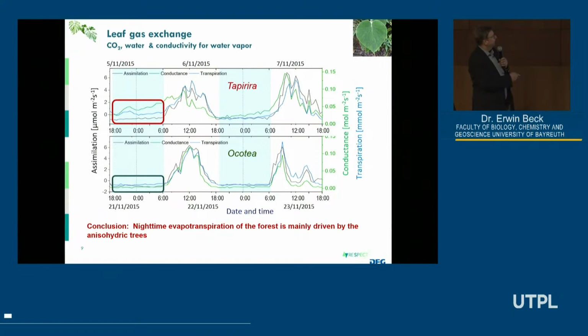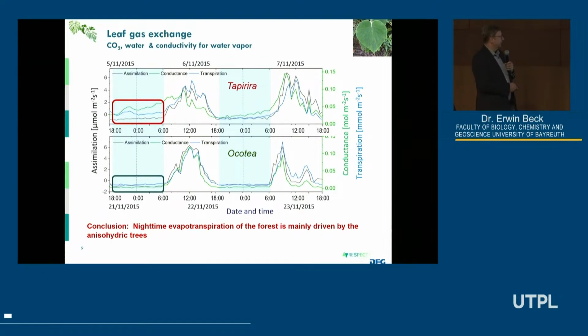During night times, which are here the blue bars in the background, of course there is no carbon sequestration because there is no light, no photosynthesis. However, if you compare here the leaf water conductance and the transpiration of the 2 species, we see that Tapirira, in contrast to Ocotea, has a considerable nighttime evapotranspiration. As soon as there is a certain vapor pressure deficit of the atmosphere, the stomata of Tapirira seem to open and the tree starts to transpire.